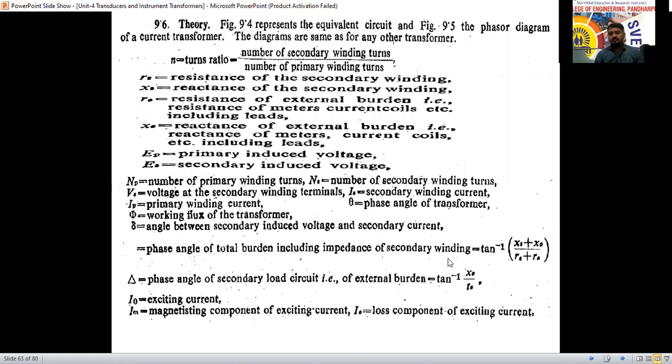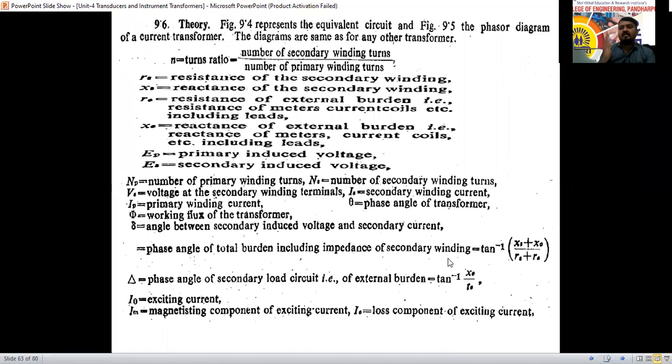Anyone, can you tell? Turns ratio. Definition, turns ratio. Turns ratio, N2 divided by N1. Huh? Yes. I am asking the turns ratio. Number of turns of primary upon secondary.